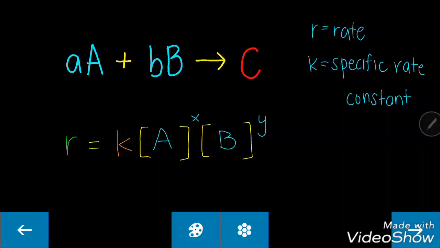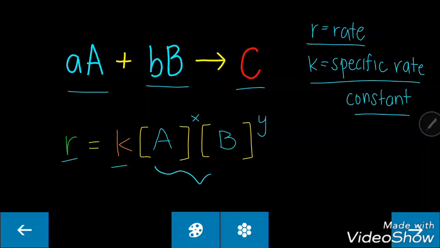So, for a generic reaction of A plus B that will result in C, the rate is given by R is equal to K, the concentration of A raised to X, and the concentration of B raised to Y, where R is the rate, the K is the specific rate constant, and the concentrations.